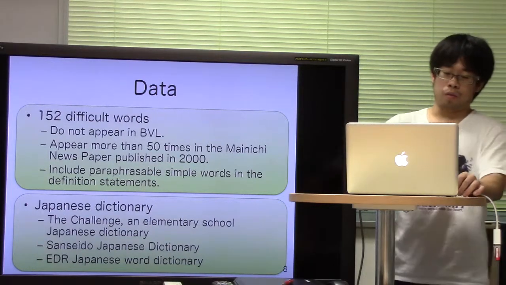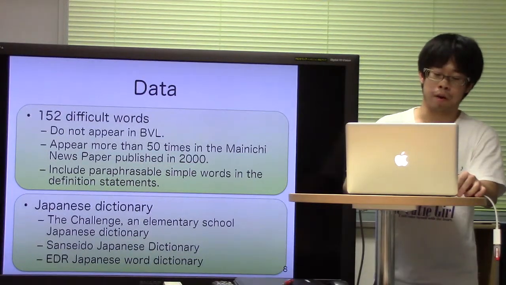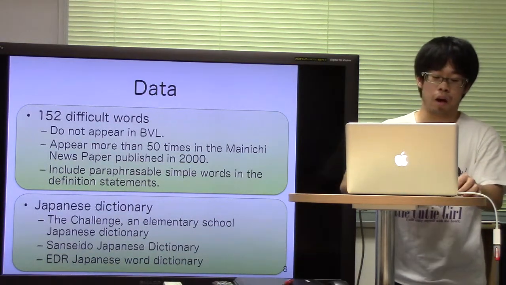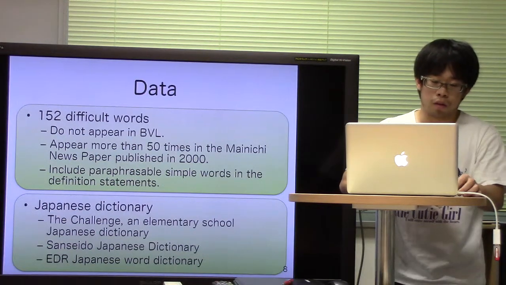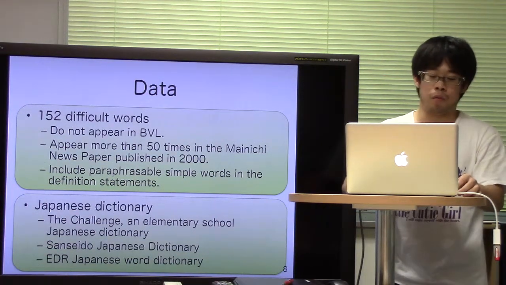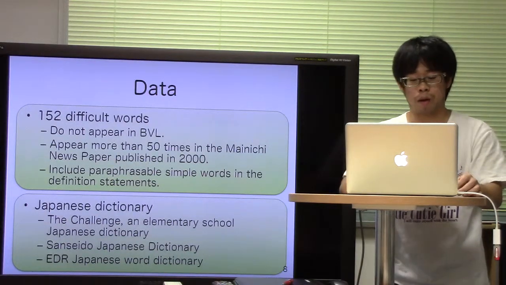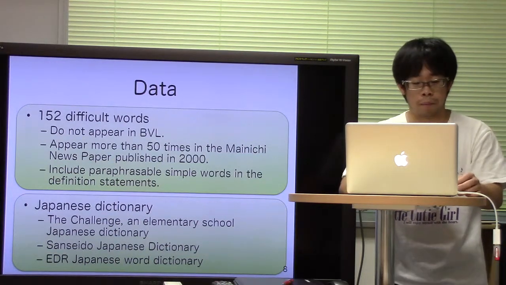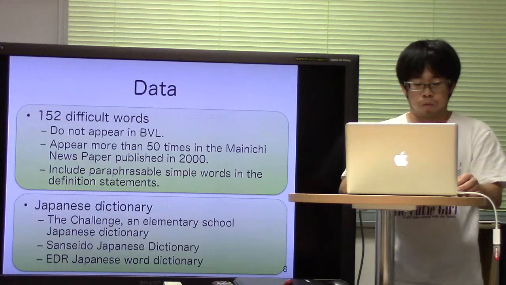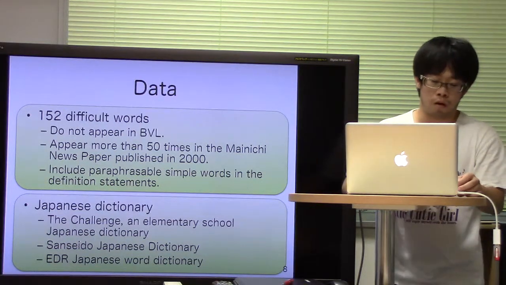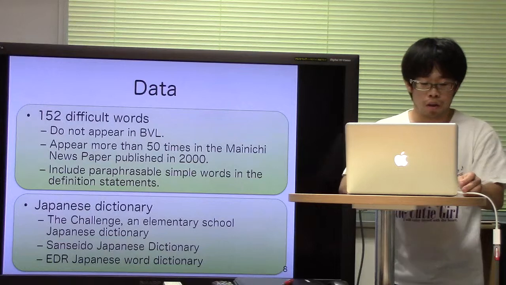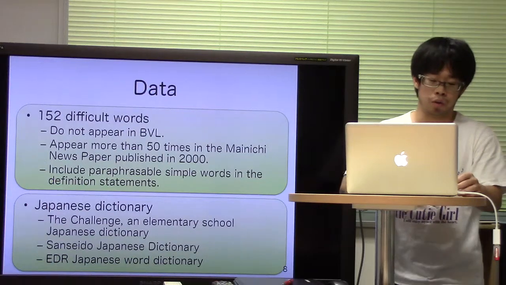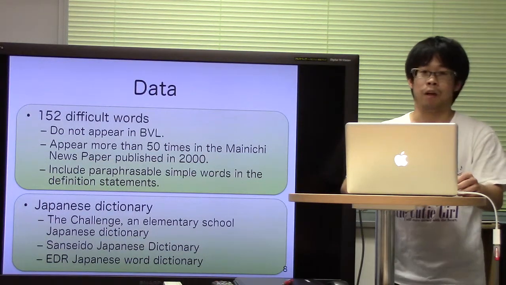I use 152 difficult words for the experiments. New sentences that include one difficult word each are paraphrased. Difficult words are words that appear more than 50 times in the Mainichi newspaper published in 2000 and are not included in basic vocabulary to learn. These 152 difficult words include one or more paraphrasable simple words in the definition statements. We combined 3 Japanese dictionaries to increase the coverage of the paraphrasing.